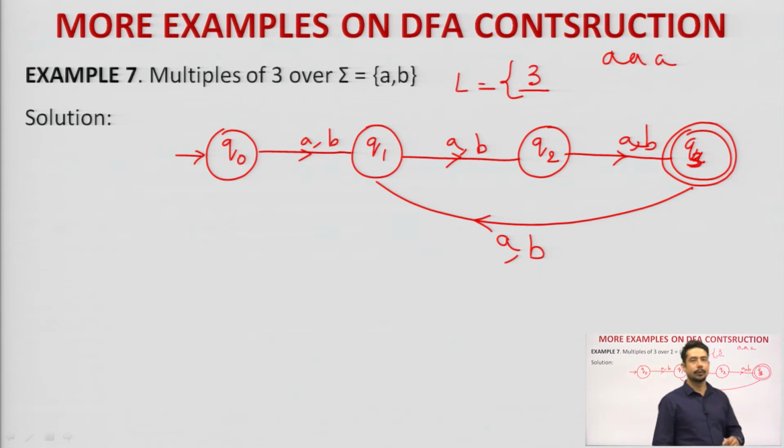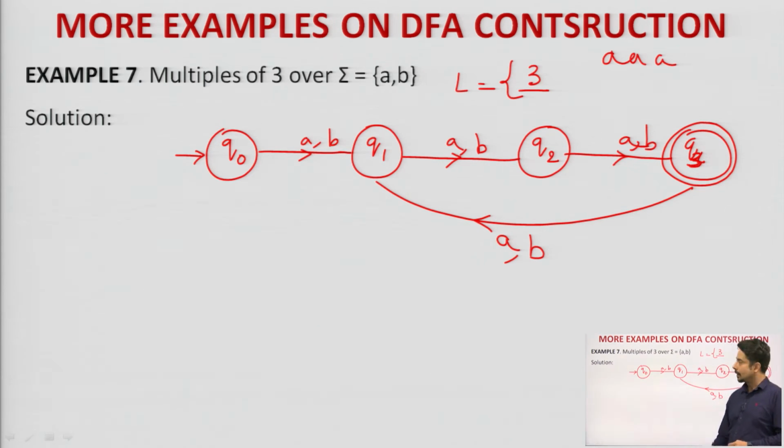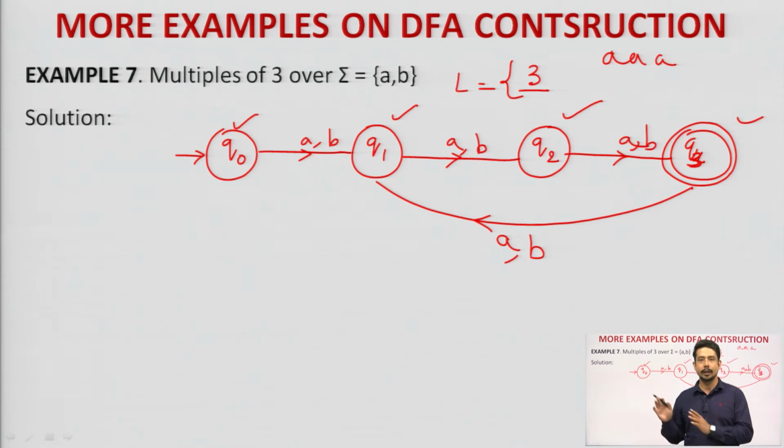So, this is how you have created multiples of 3. Now, once the language is satisfied, as I have told you in the previous video also, you need to now focus on whether the restrictions over DFA are satisfied or not. Let me check: q0, both the inputs are coming out; q1, both the inputs are coming out; q2, both the inputs; q3, both the inputs. So, my final diagram for multiples of 3 over the input alphabets A and B is done.